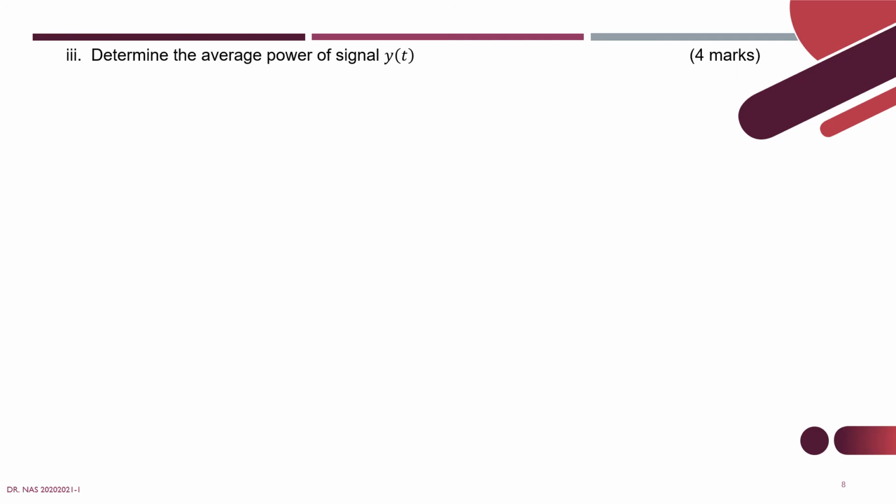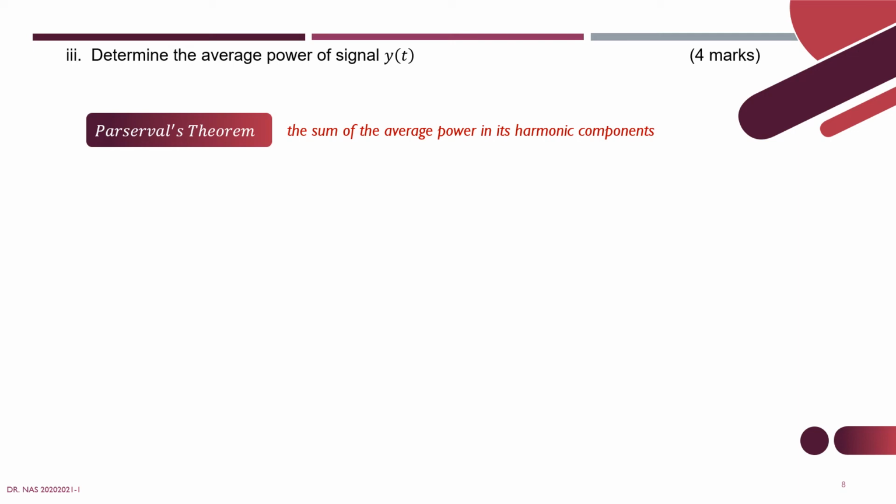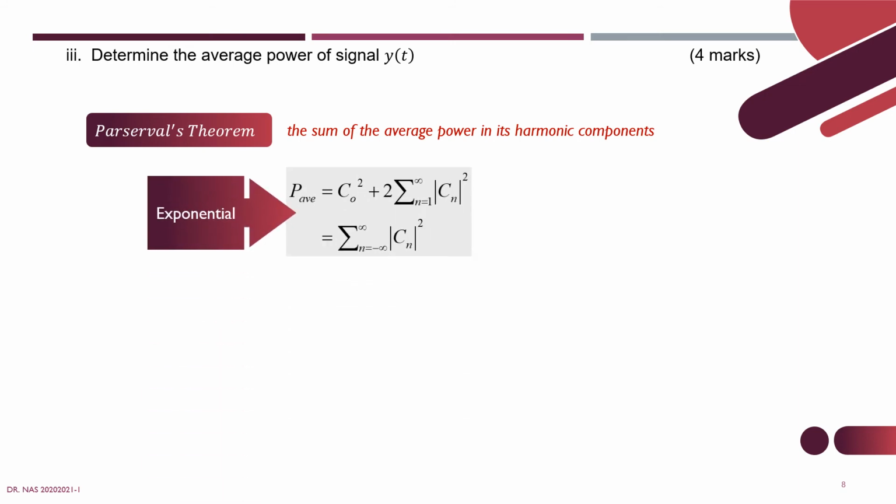Okay, last question: determine the average power of signal y(t). So how to calculate the average power? If you still remember, Parseval's theorem stated that the average power is basically the sum of the average power in its harmonic components. So let's recall the equation.